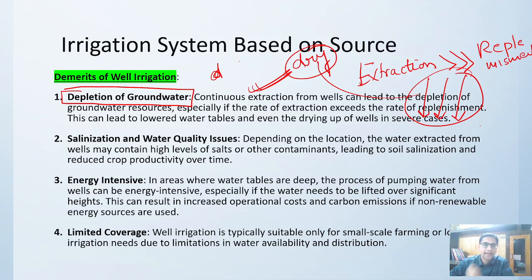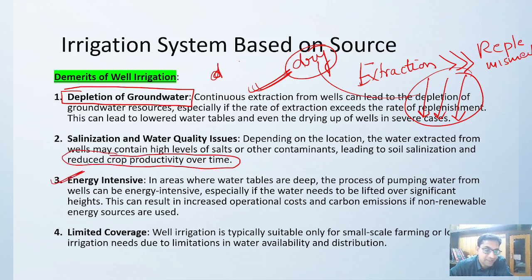Now, salination and water quality issue. First of all, we have to see where we are digging the well, from where we are extracting the water. Some places the water contains a lot of salts and various contaminations. If you are extracting the water from there, it will automatically lead to soil salination, and since the soil becomes salinized and has minerals in it, it will reduce the crop productivity over time. Then, energy intensive.